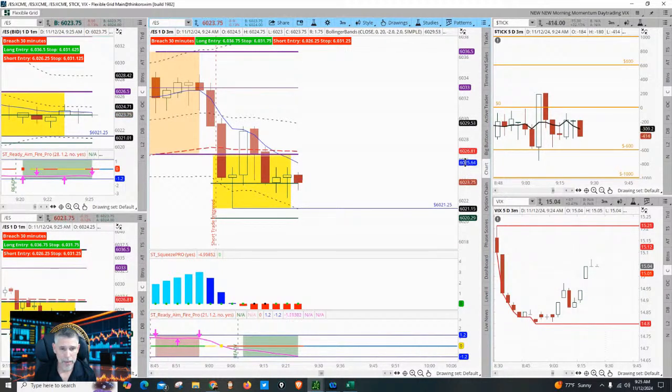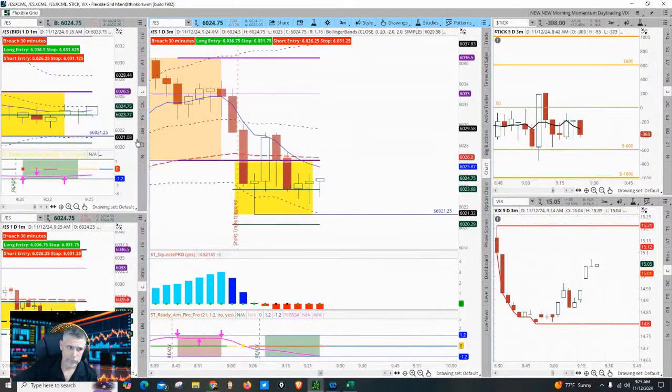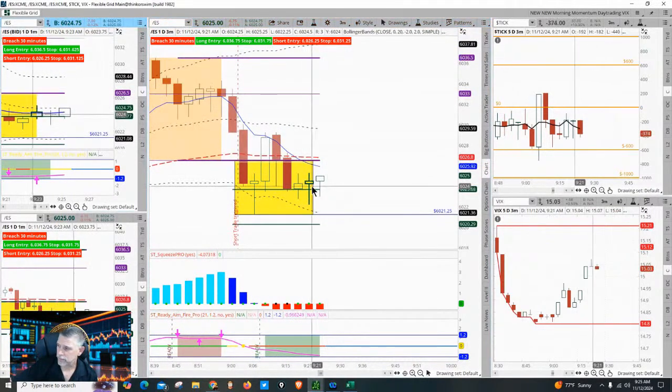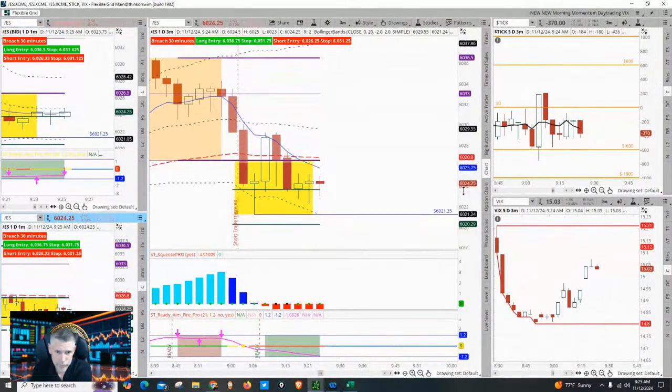Pretty dope. This might be a double bottom though, right? It kind of came down here. Break that V notch. Be patient. Just wait for your setup signal.